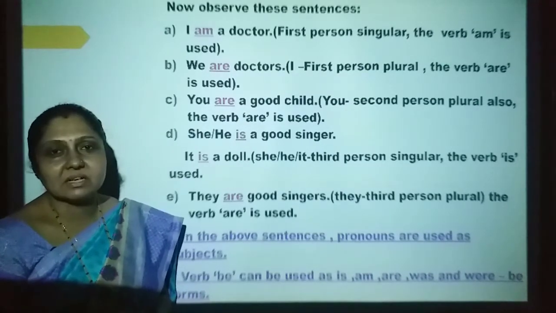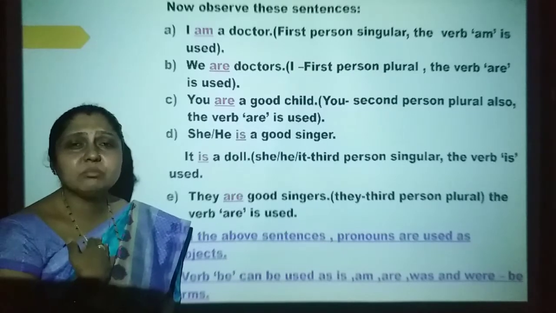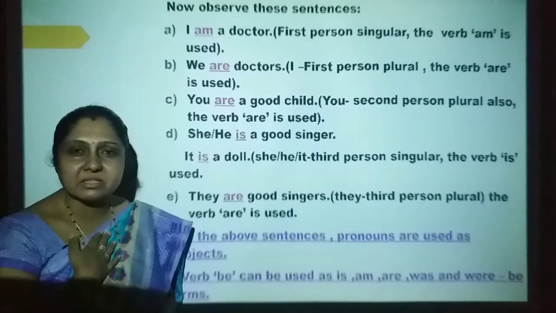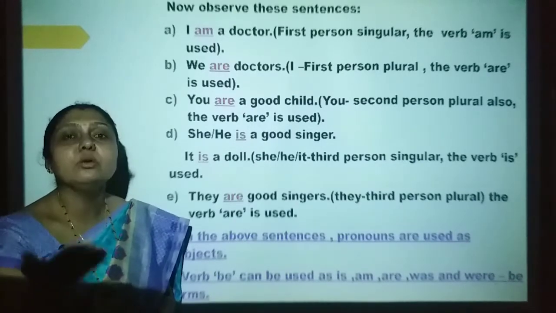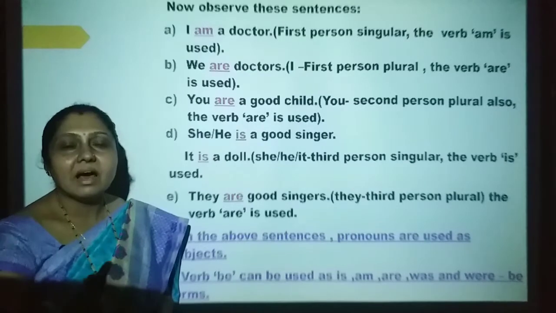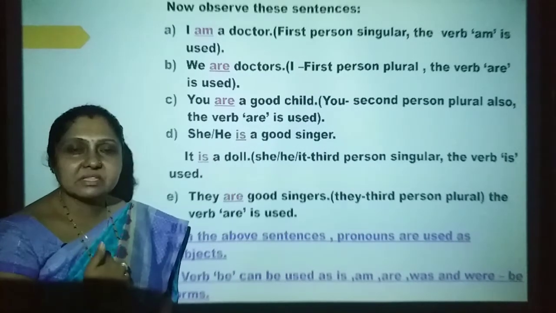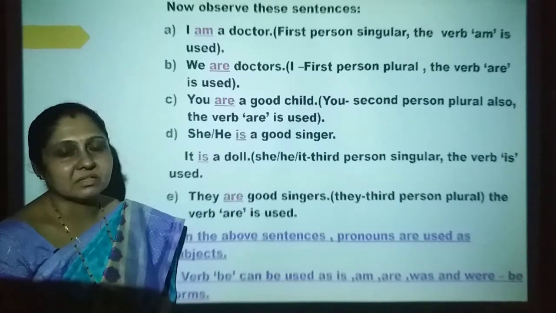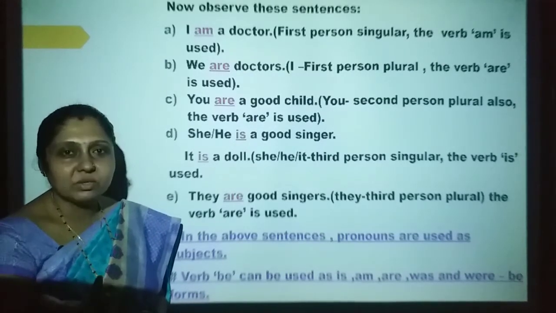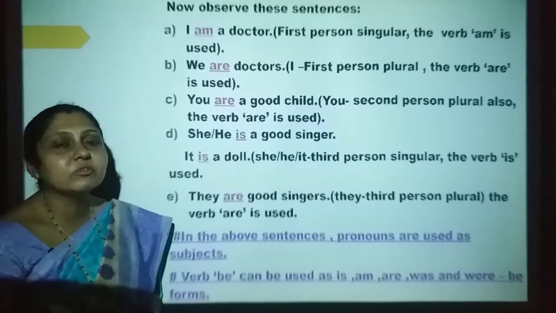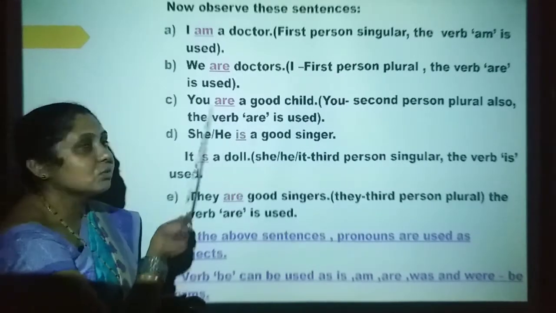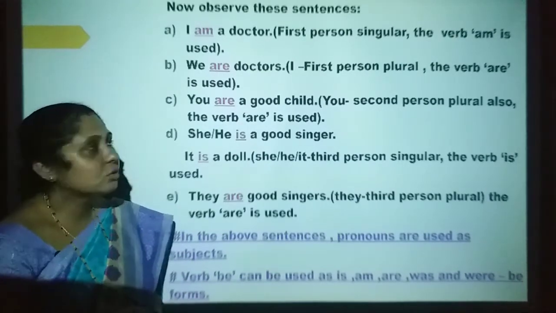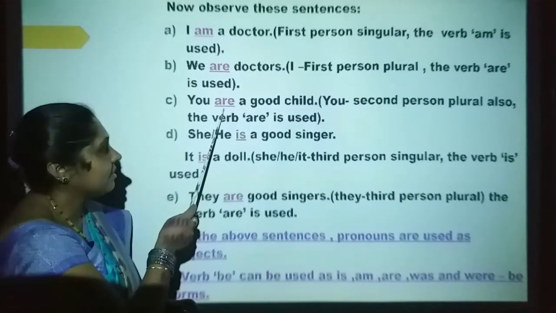What is this second person? Now, I am talking to you all. I am talking to you. So, I am the first person. To whom am I talking? To you. So, when there are two people, I am the first person, you are the second person. Whomever you are telling, you, that is the second person. Don't get confused regarding this. So, you is used for both second person singular and second person plural. So, the verb will always be are.